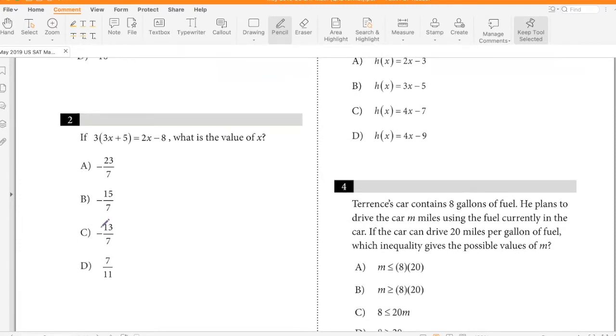If 3 times (3x plus 5) is 2x minus 8, what is the value of x? 9x plus 15 is 2x minus 8. So 7x is minus 23. So x is minus 23 by 7.